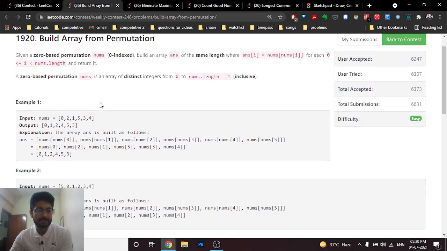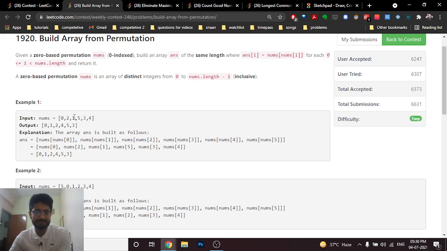So you are given a nums array which is a permutation of numbers from 0 till n minus 1, and you have to form another array answer of I such that nums of I is in the ith position. So if we take, let's assume nums of I which is at the 0th position, then nums of I will be on the 0th position.